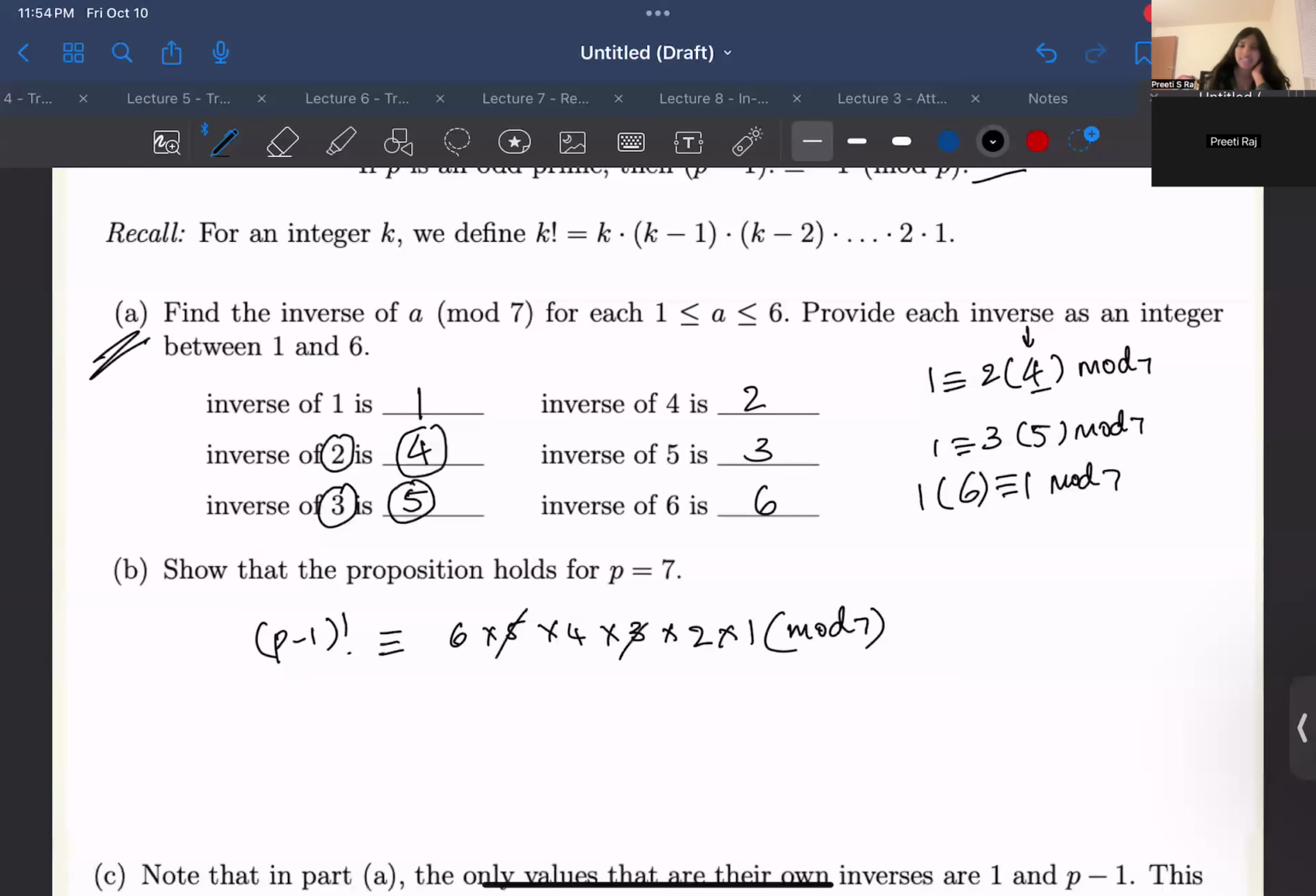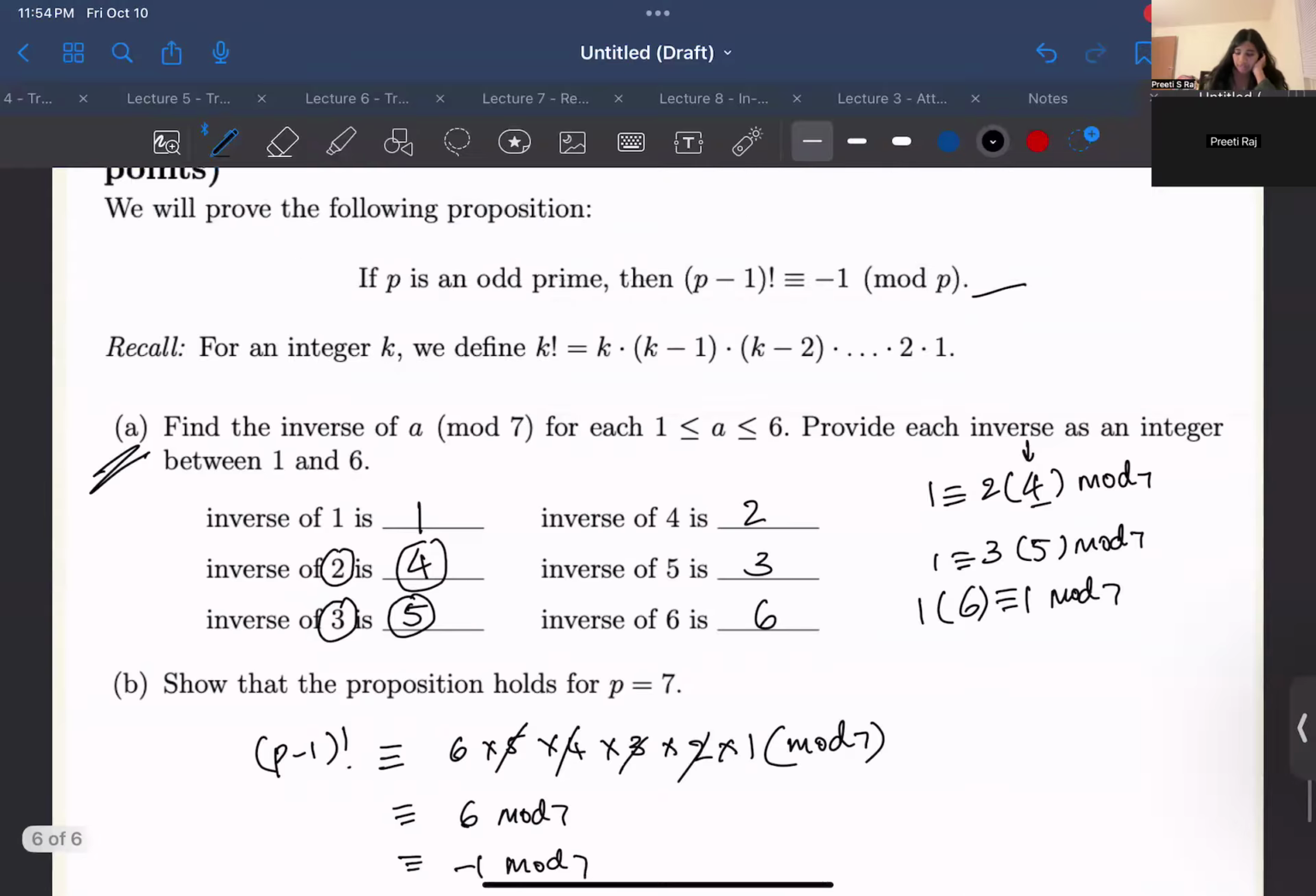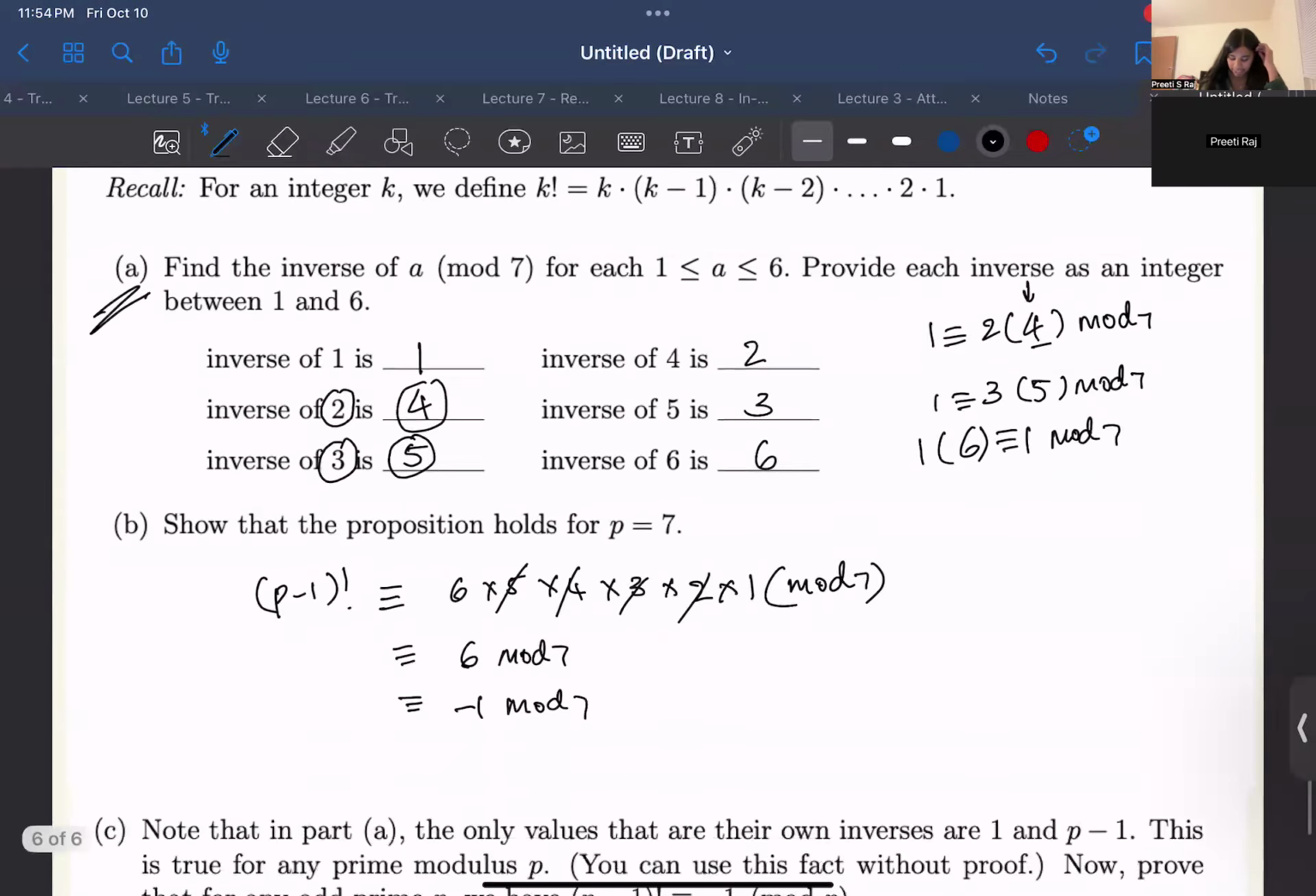So 5 and 3 essentially cancel out because they're inverses. And then 2 and 4 cancel out because they're inverses. That's going to leave us with 6 mod 7. And 6 mod 7 is just minus 1 mod 7. And so we have proven the given proposition.